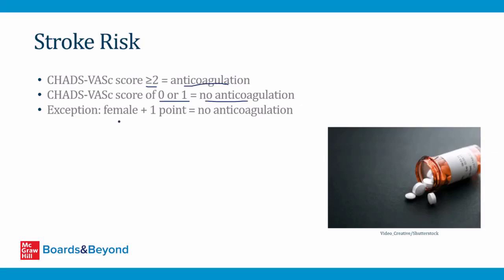The one exception is that if patients have female gender, which is 1 point, and they get 1 point from something else, maybe hypertension or diabetes, that would be 2 points, but it's no anticoagulation in this case. And that's because females who have only one other non-gender related point turn out to be at relatively low risk in contrast to men. And so therefore, when you get to 2 points by female gender being one of the points, you don't have to give anticoagulation.